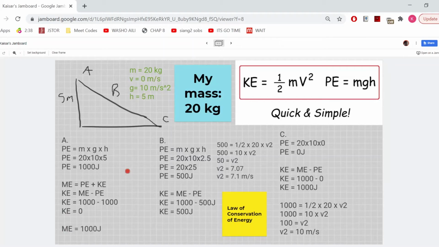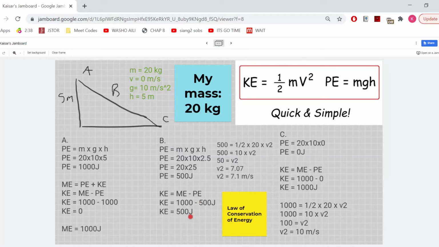Moving on to point B, I start accelerating. For the potential energy, I'd say I was at a height of 2.5 meters here, because it's approximately the midpoint. So 20 times 10 times 2.5 becomes 500 joules of potential energy down here. As I start to accelerate, I'll gain more and more kinetic energy, and I use the same method shown here to find the kinetic energy. So 1,000 from the constant mechanical energy minus 500 joules of the potential energy is 500 joules.